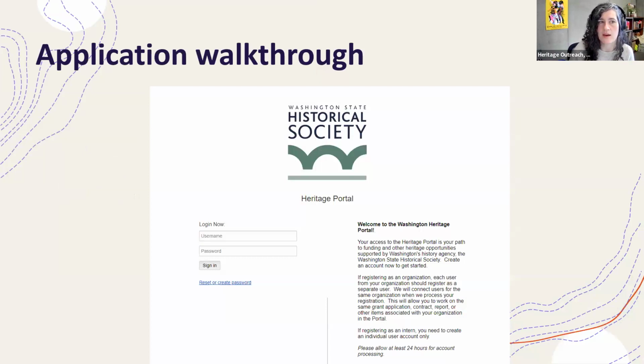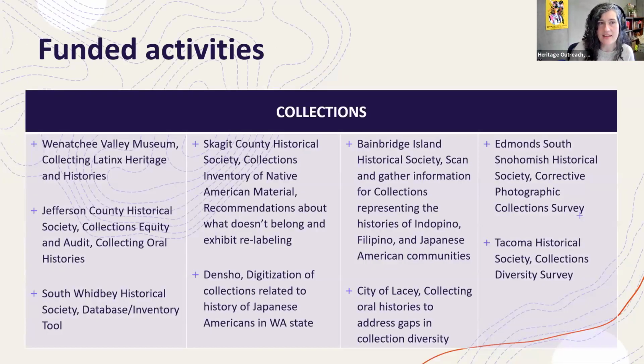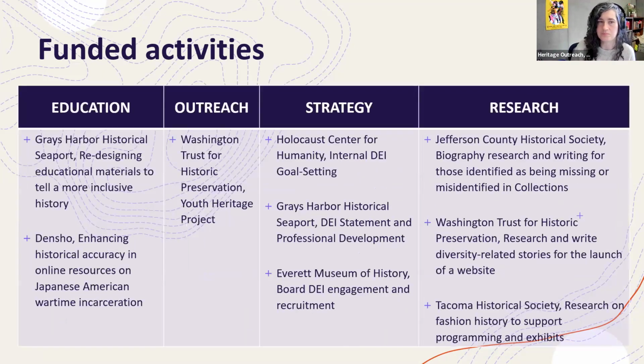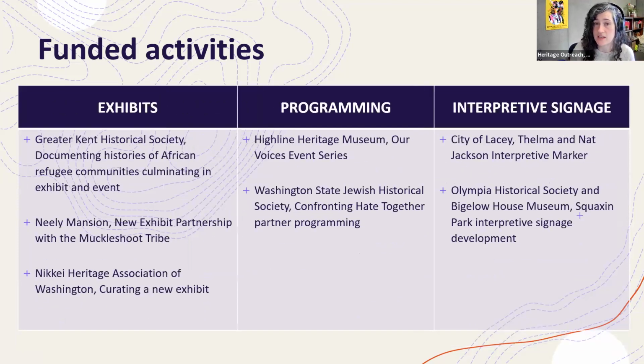We'll spend some time looking at the application, and I'll show you here, at the end of the slide presentation, what you'll get later: a bit of information on the types of projects that this program has already funded, and types of projects we would be looking to fund. So as you can see, there are lots of collections projects, education, outreach, strategy, research. These are project areas that we've seen funded so far through the DLH program.